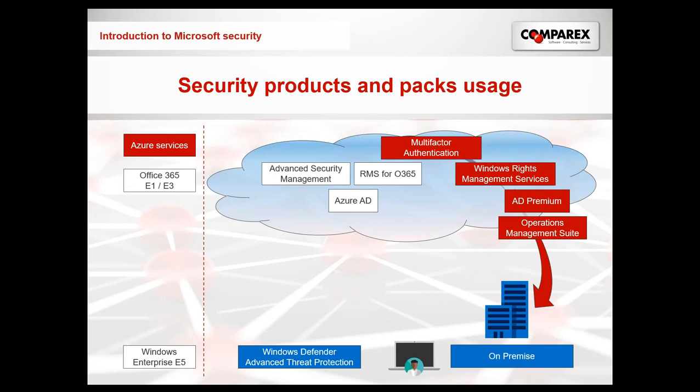Several services that protect only cloud information are part of Office 365 Plan E1 and E3. These products do not have to be licensed separately and include the services Azure Active Directory, Rights Management Service for Office 365, and Advanced Security Management that leverages the intelligent security graph information in order to set up abnormal detection policies, as I told you about.